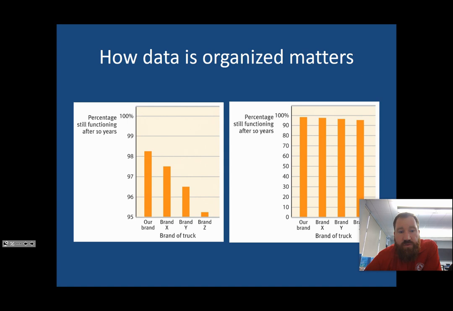So if we're looking at these two charts, let's say that you are working for a trucking company, and you're looking at a chart, and you look at the one on the left, and you're like, oh my gosh, we're crushing our competitors. Look how much better we're performing than them. And that's true, they are better performing.